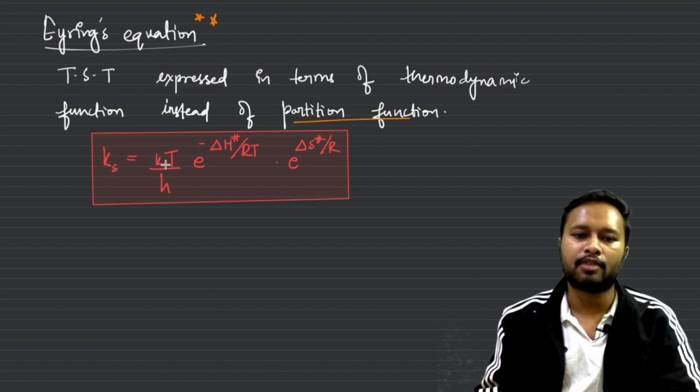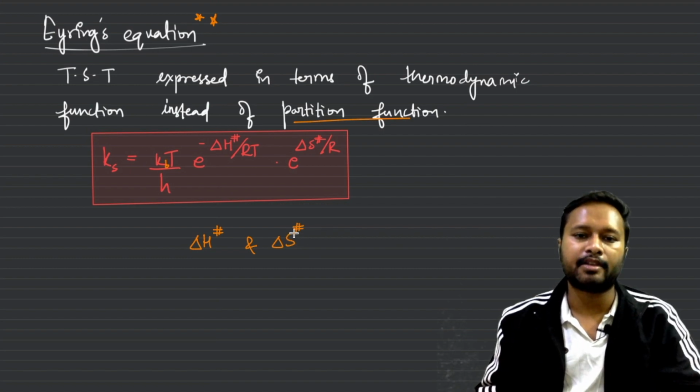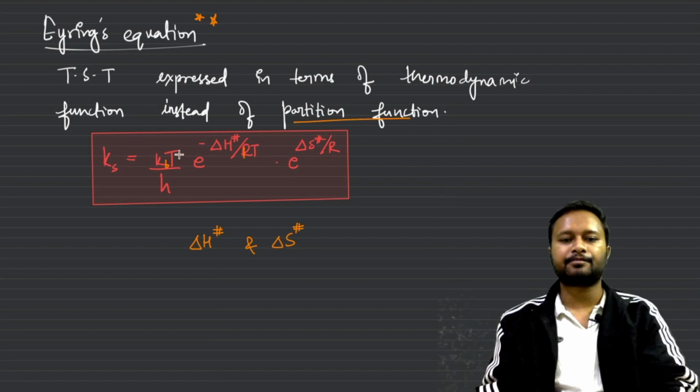So Ks is equal to kBT divided by h, e to the power minus ΔH‡ by RT, into e to the power minus ΔS‡ by RT. Now here your ΔH‡ and ΔS‡ are basically the enthalpy and entropy of the activated complex respectively. T is the temperature, R is your universal gas constant.